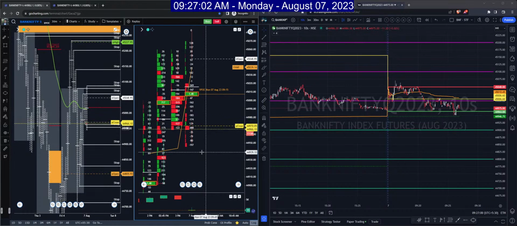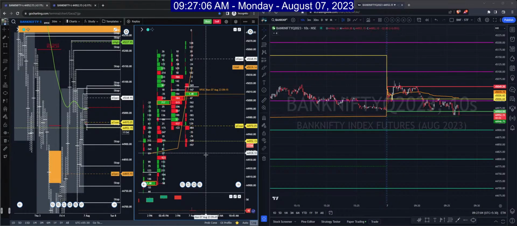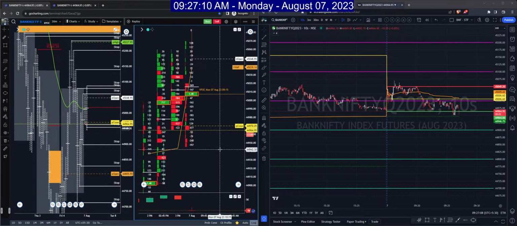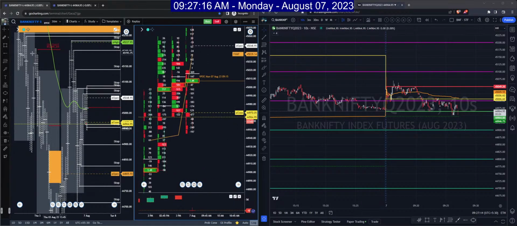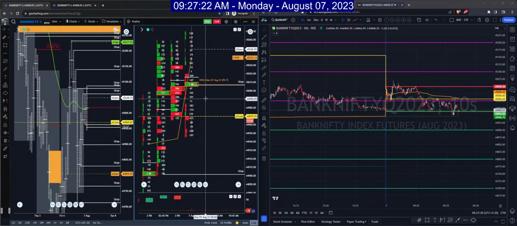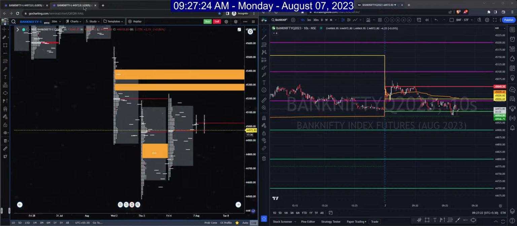In the meantime, if you have any questions, feel free to use the chat window. But I'm looking for lower price, lower auction development. So this is the resistance zone and this is the support zone. This is level 1 and this is where I'm seeing supply shut off. So this is the overall range.